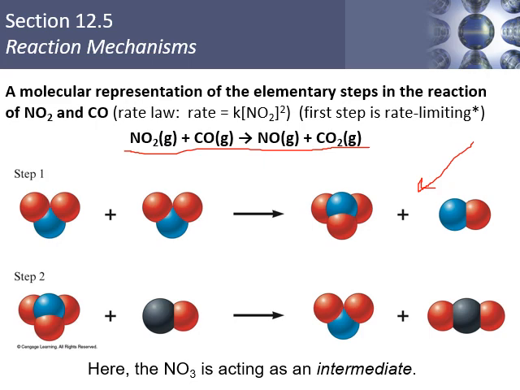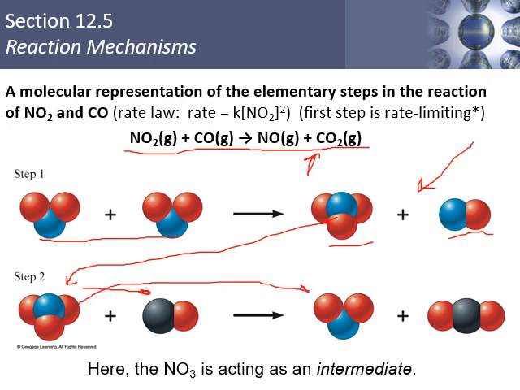In the first step, you have an NO2, and you're adding it to another NO2 to produce an NO3 and an NO. But notice this doesn't match what we're going to wind up with here at the top. Then in the second step, this NO3 reacts with a CO, and one of the O's comes off, the O's are the red spheres, and one of the red spheres comes off the NO3, leaving this as an NO2, and then the O goes on the carbon to make CO2.